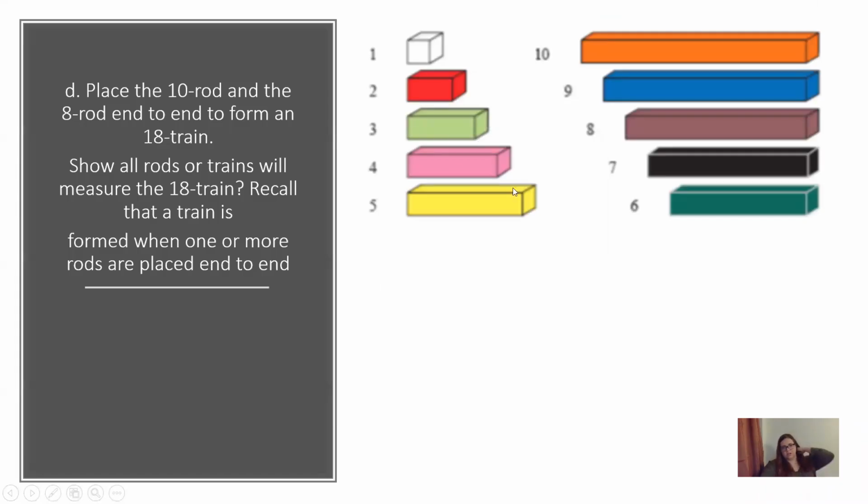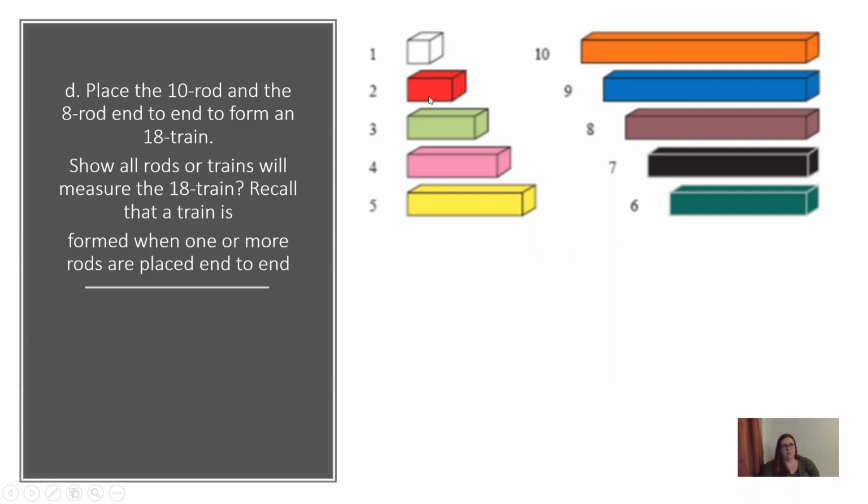Okay, back to the blocks. If I replace a 10 rod and an 8 rod, you will get an 18 rod train. So what will measure 18? If you do a factor tree for 18, you're going to have 2 nines, a 1 block of 18, and then you're going to have 18 of the 1s.